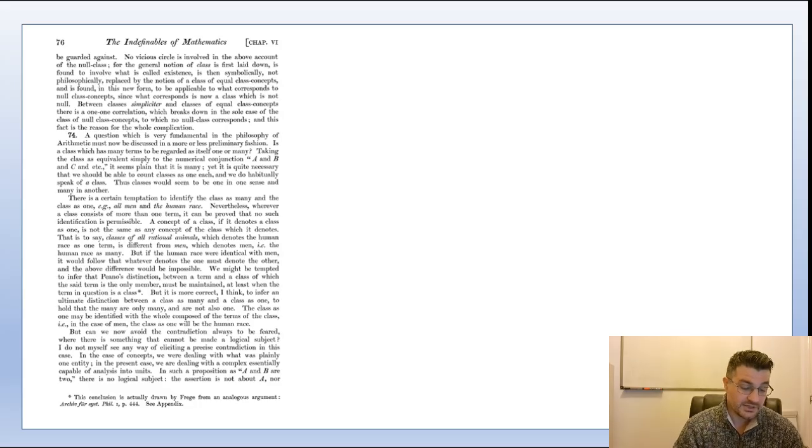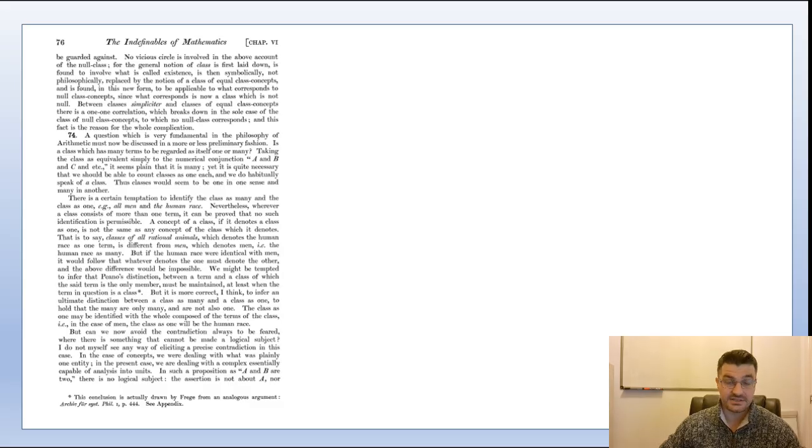for various reasons. So continuing then, but if the human race were identical with men, it would follow that whatever denotes the one must denote the other, and the above difference would be impossible. We might be tempted to infer that Peano's distinction between a term and a class of which the said term is the only member must be maintained, at least when the term in question is a class. But it is more correct, I think, to infer an ultimate distinction between a class as many and a class as one, to hold that the many are only many and are not also one.